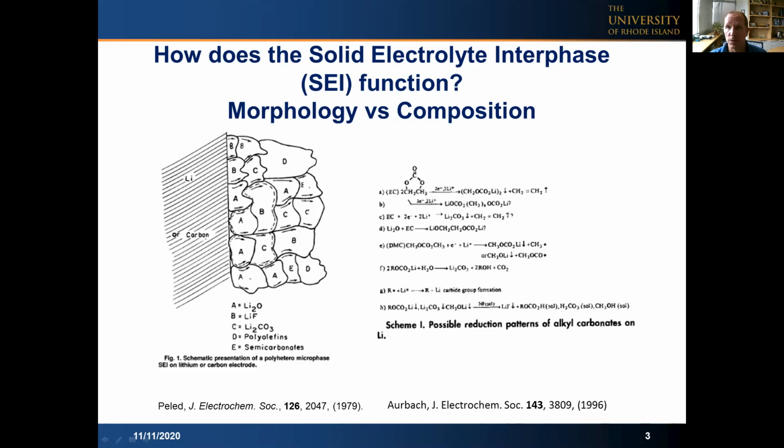So today we're going to go over two different things. One is basically, what is the SEI? What's the composition of the SEI? And then, how does the morphology of the SEI relate to the composition? Both of these things, which they are, are important to the overall function of the solid electrolyte interface.